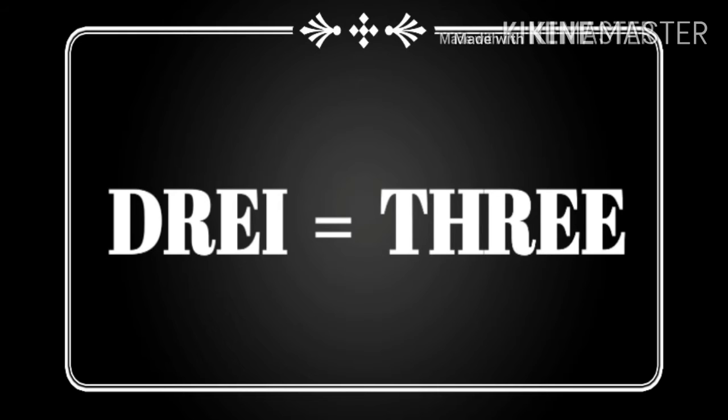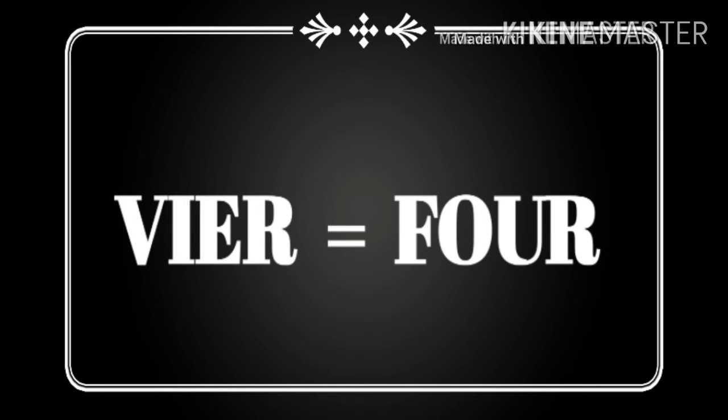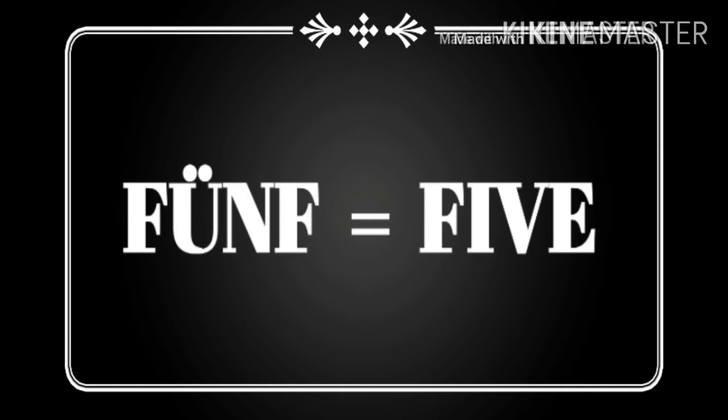DREI is 3 and its pronunciation is dry, like the English word dry. VIER is 4 and its pronunciation is Fia, not via. Fia.